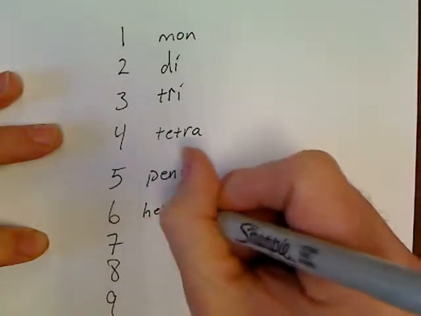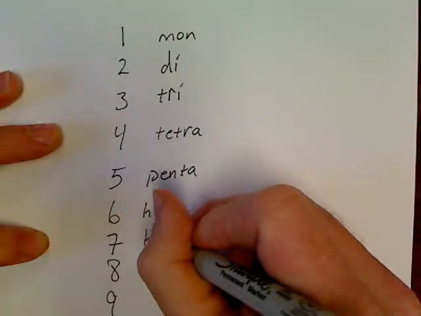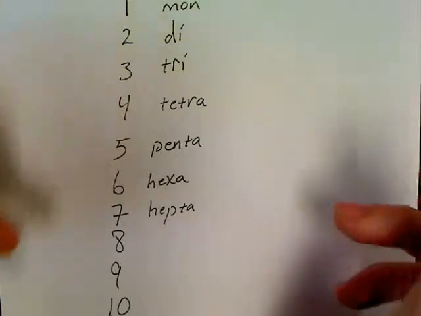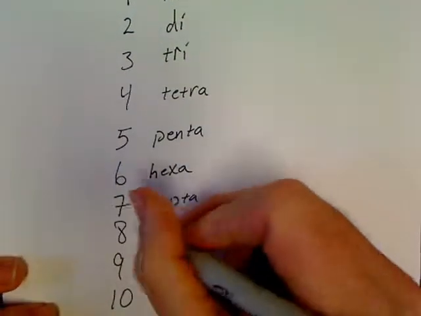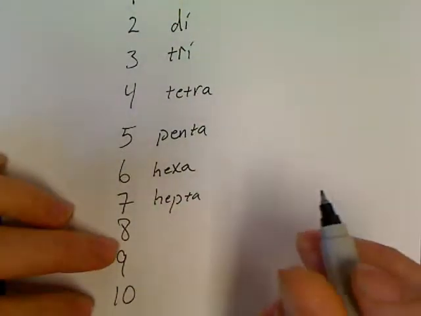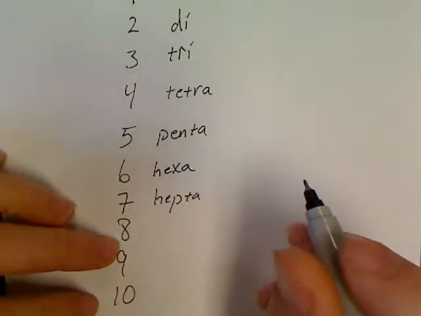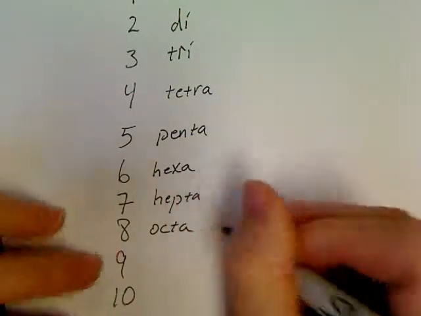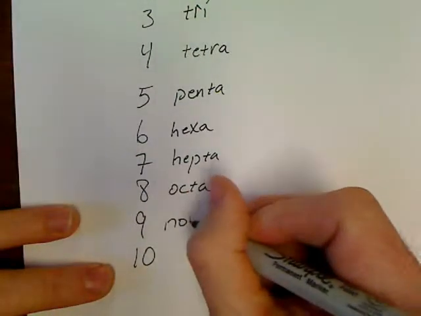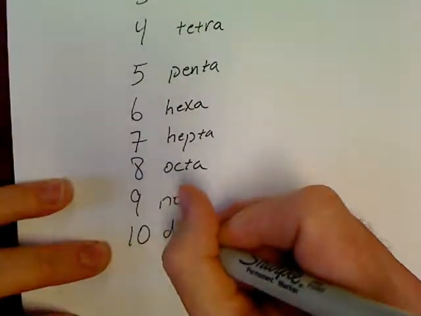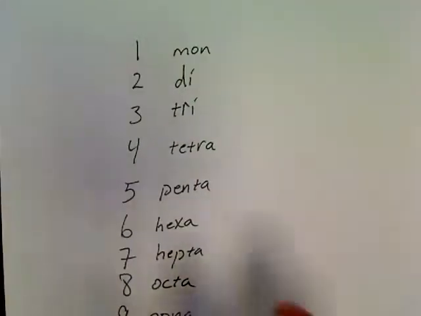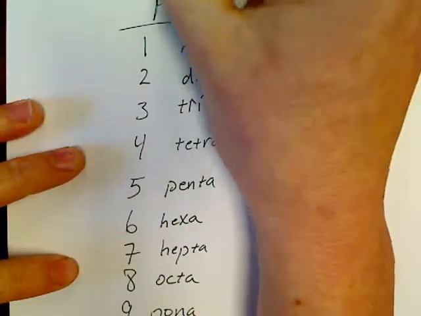Hexa. Hepta. Where am I at? Penta, hexa, hepta. What are you thinking next? Ocho? No, I'm sorry. That would be the wrong class. This would be octa, nona, and deca. So, there, what we call these are known as prefixes.